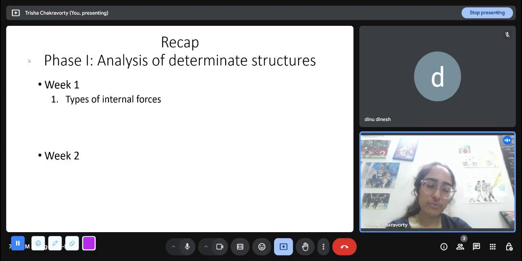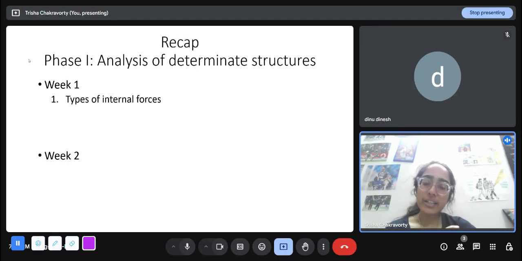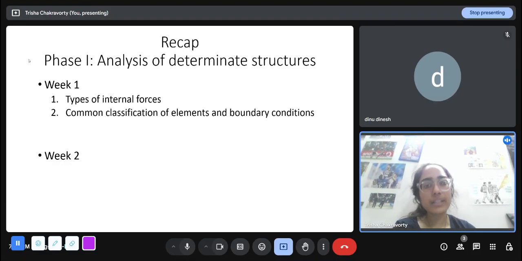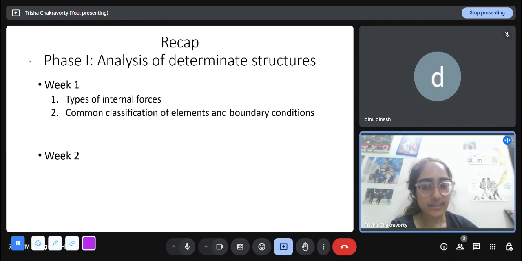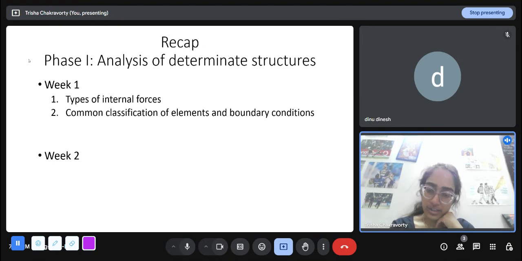They are of four broad categories: internal axial force, torsional moment, bending moment, and shear force. And there were common classifications of elements. This classification is done based not on the material or geometric properties, but on the kind of internal force we expect them to undergo. If I have an element that is expected to undergo only axial forces, it is a truss element. If it has shear force and bending moment, it is a beam element. And if it has all three, it's a frame element.